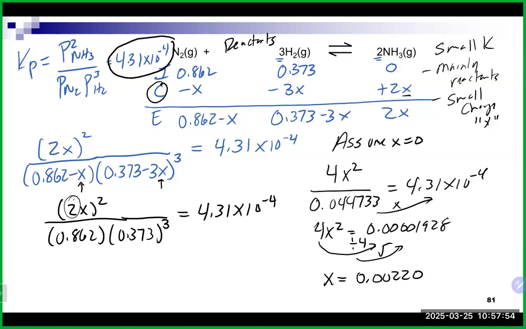First off, any questions on that there? Now, you can make an assumption in this situation, but whenever you do make an assumption, you do have to check it to make sure it's okay to use. So the way that we check our assumption is we're going to use what is commonly referred to as the 5% rule.